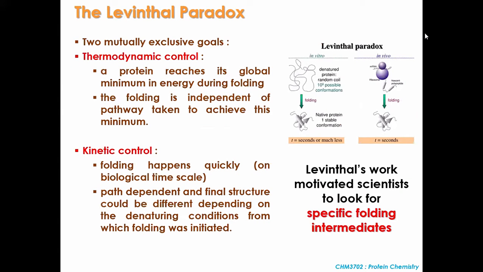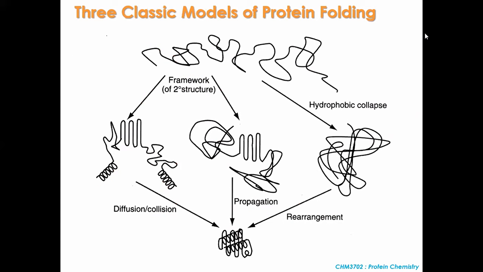So the question asked by Levinthal motivates scientists to look for specific folding intermediates. So scientists came up with different mechanisms for how the protein folds. At the moment, there are three classic models of protein folding. So different scientists propose different models.